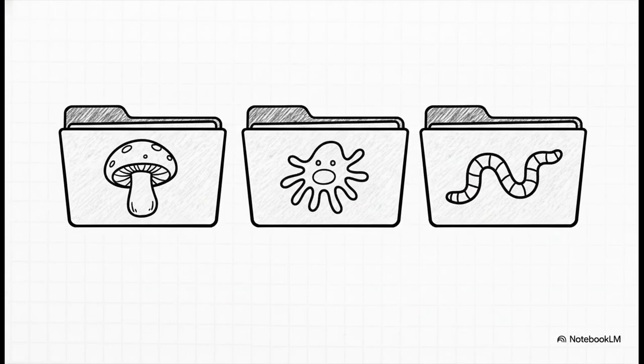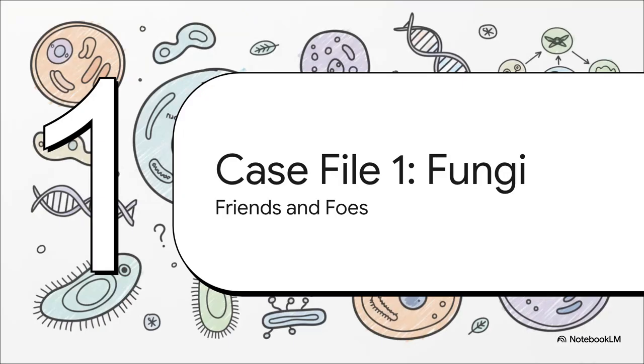So, to really get a handle on what all this complexity actually allows them to do, we're going to open up a few case files on some of the most impactful eukaryotes out there: the fungi, the protozoa, and the helminths. First up, case file number 1, fungi. And wow, these organisms have a truly dramatic, kind of Jekyll and Hyde relationship with us. They are both some of our greatest allies and sometimes our most frustrating enemies.